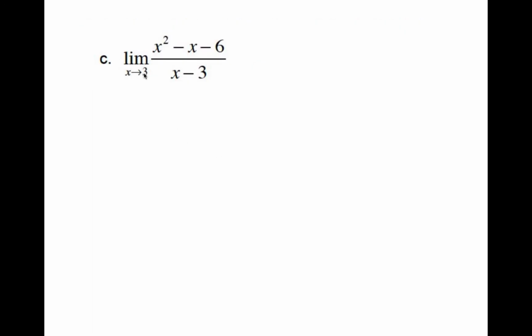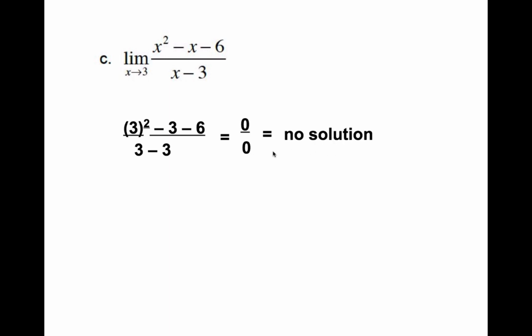For this one, if I plug in the 3 for x, I'm going to get 3 squared minus 3 minus 6, all over 3 minus 3. I'm going to simplify the top. I get 9 minus 3 minus 6, which is 0, over 3 minus 3, which is 0. You may remember you can't divide by 0. So in this case, this is an error. This is not going to have a solution. So this is discontinuous. Whenever you get an error, it's discontinuous.